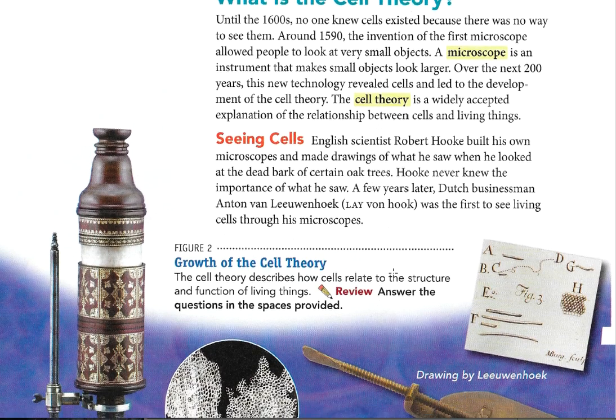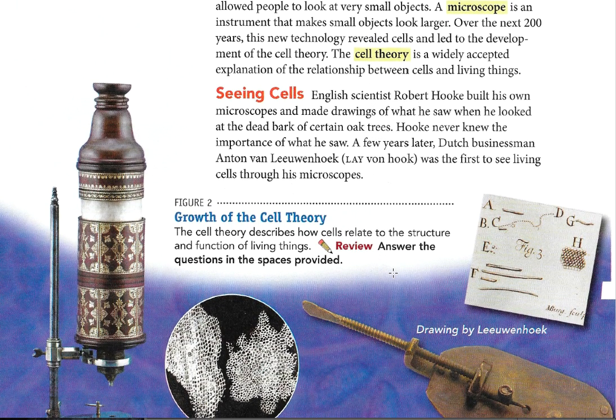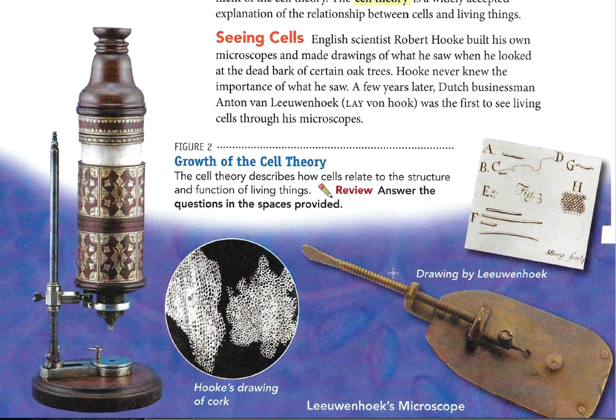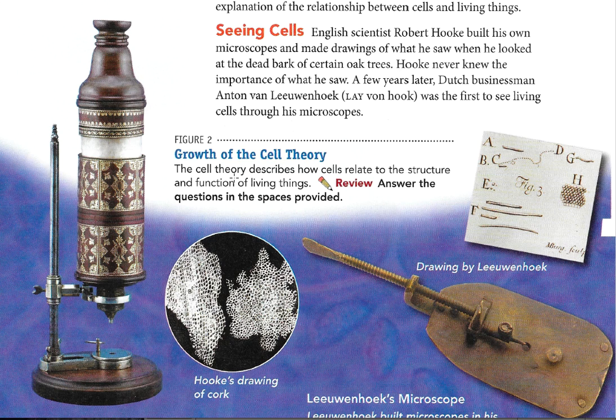Seeing cells. English scientist Robert Hooke built his own microscopes and made drawings of what he saw when he looked at the dead bark of certain oak trees. Hooke never knew the importance of what he saw. A few years later, Dutch businessman Antoine van Leeuwenhoek was the first to see living things through his microscope. So figure 2, growth of the cell theory. The theory describes how cells relate to the structure and function of living things.